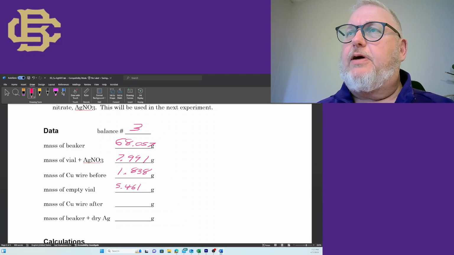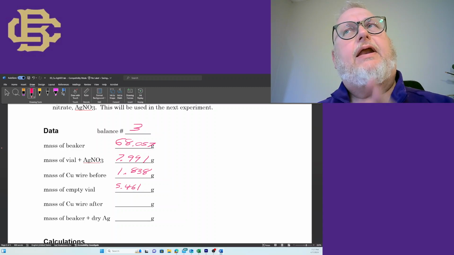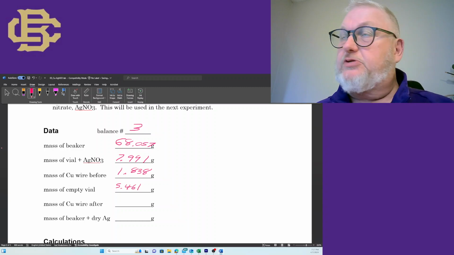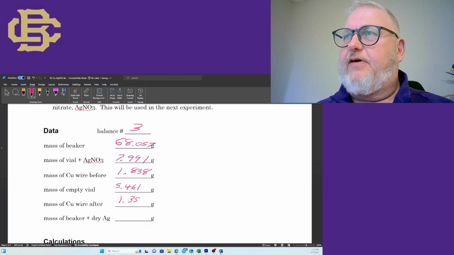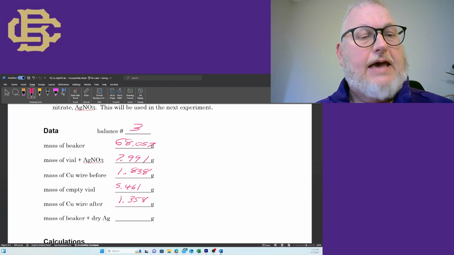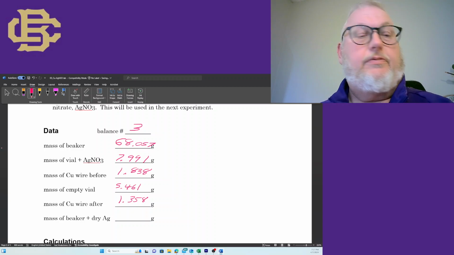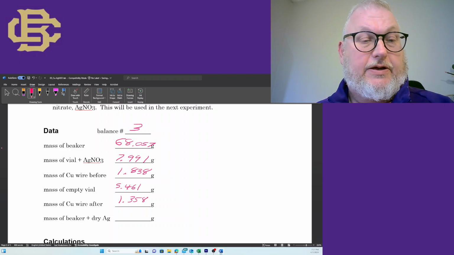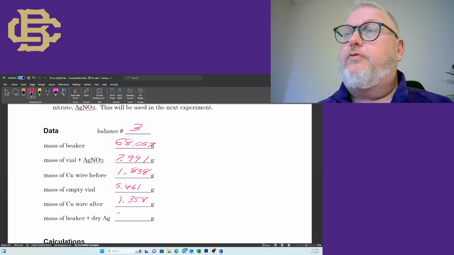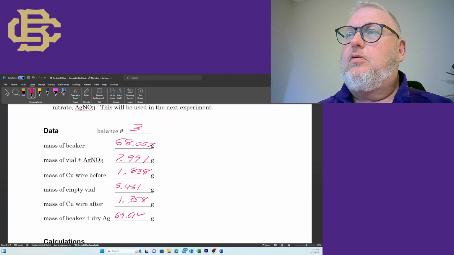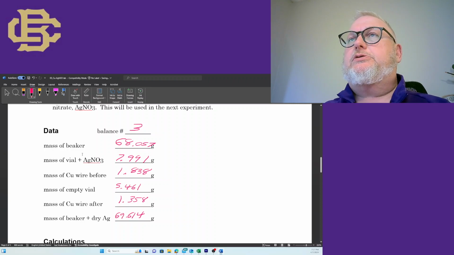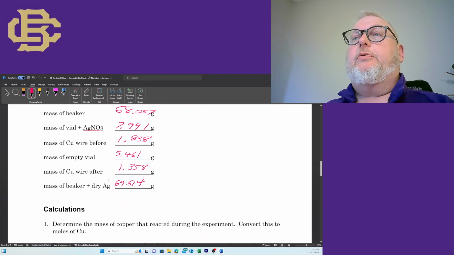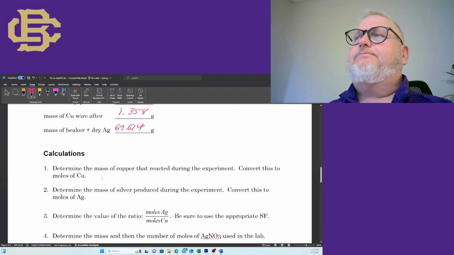Okay, the mass of my copper wire after, and if you think about it, that should be less than here, and it is. It's 1.358 grams. The mass of the beaker with the dry silver, when I took it out of the drying oven, is 69.614. So that is more than what it was when it was initially weighed. So it did gain mass, and that makes sense.